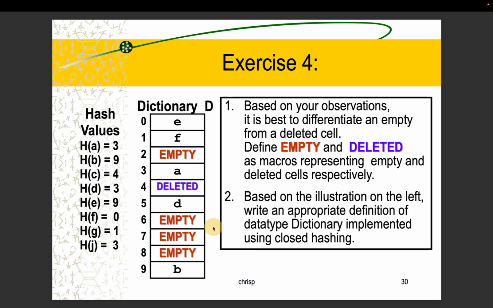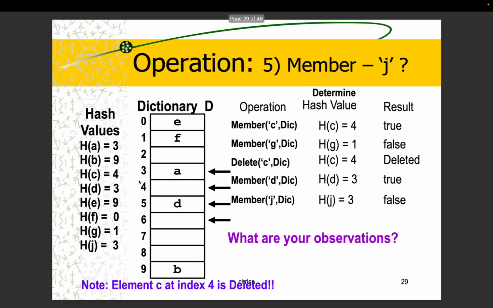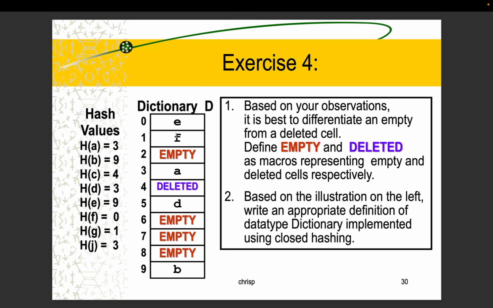So, in this case, we only stop when we actually find an empty cell. So, kanina, si G. We were looking for G starting at index 1. F is not G, so I go to the next. Is it empty? If it's empty, stop looking. Wala na gina si G diha.